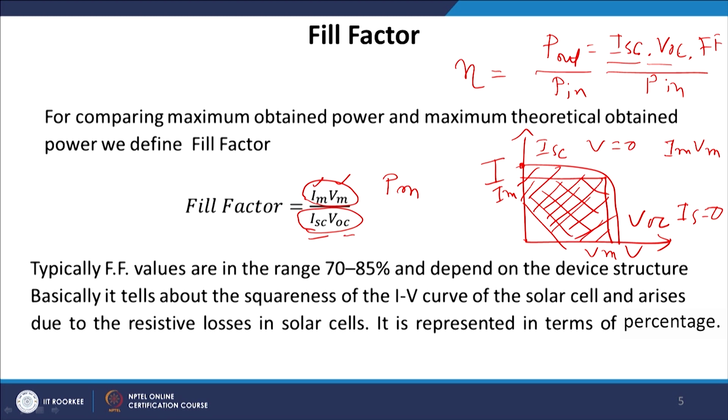So, if we have been given the input value from the IV characteristics, we can calculate what the ISC value is, what the VOC value is, and what the fill factor value is, and in principle we can calculate the efficiency of a solar cell.